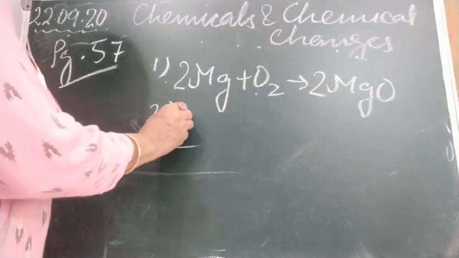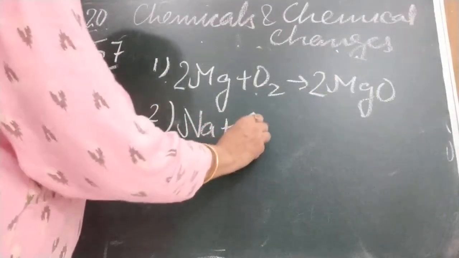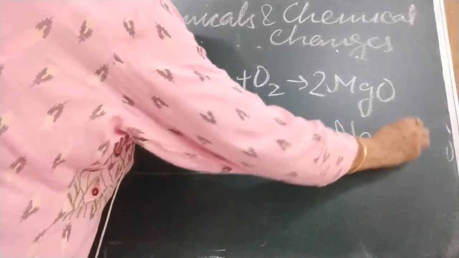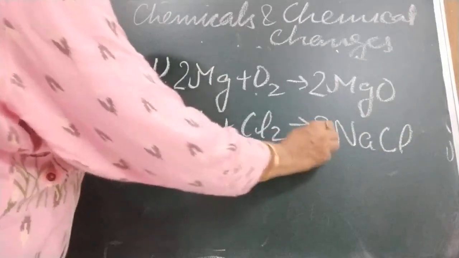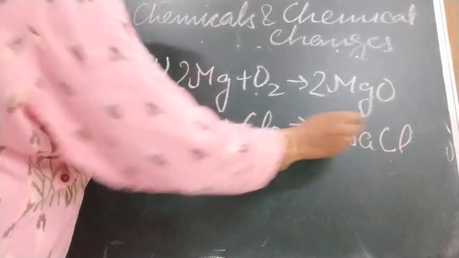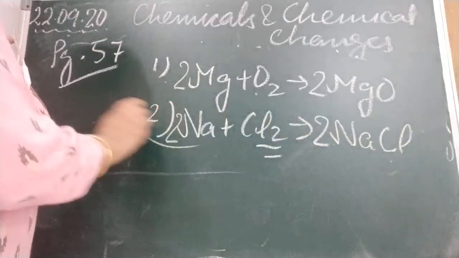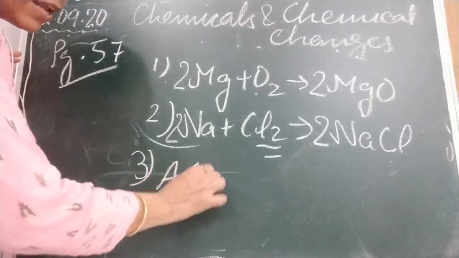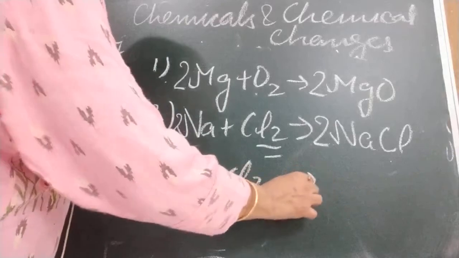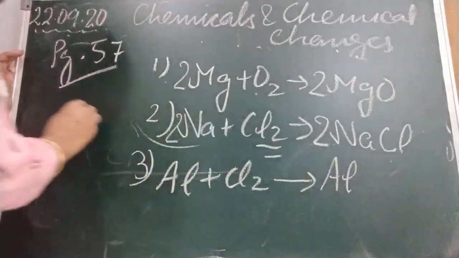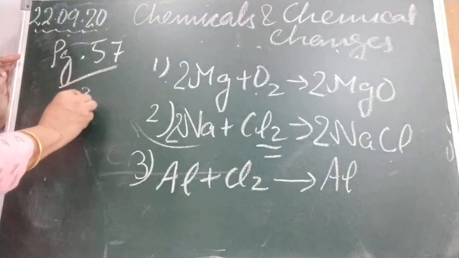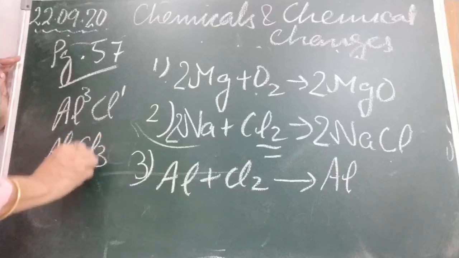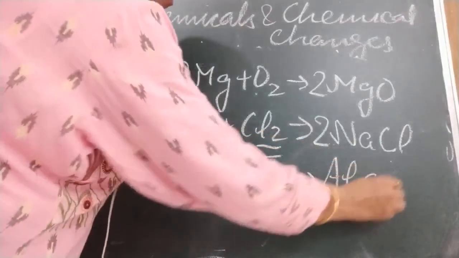Second is sodium plus chlorine Cl2. It will give NaCl. Because here is 2Cl, you write 2 here, and for Na you also write 2. Third is aluminium plus chlorine, children, it will give AlCl3. Why? Al has valency 3, Cl has 1. So AlCl3 would be the formula.